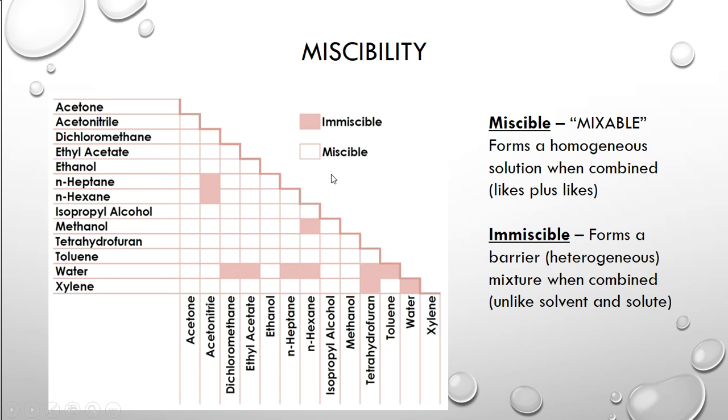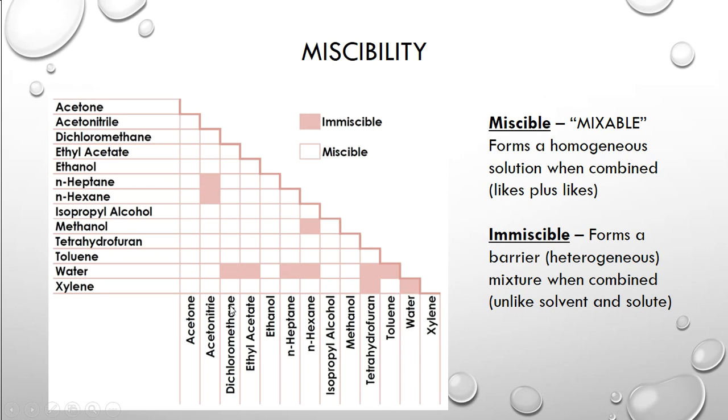So let's talk about miscibility. Here's a chart that is in many labs, and this is a miscibility chart. What it tells you is, will these liquids mix? Miscible means mixable, forms a homogeneous solution when combined. So it's a like plus a like. If we look at the red things, those are immiscible, and that forms a barrier. It's heterogeneous, the mixture when combined. So some unlike solvent and solute.